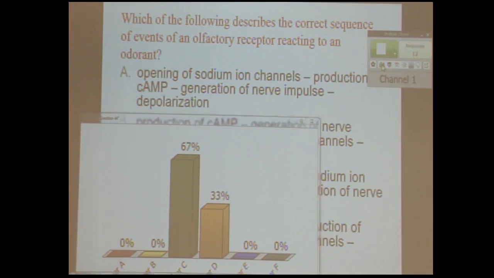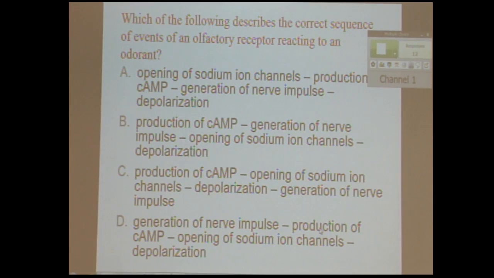All right, we got more people at C. So C is the right answer. What's a nerve impulse? Since that's what was different in C and D, it's what was confusing people. What's a nerve impulse? Yeah, it'd be like an action potential going down the axon. It's going towards the brain.